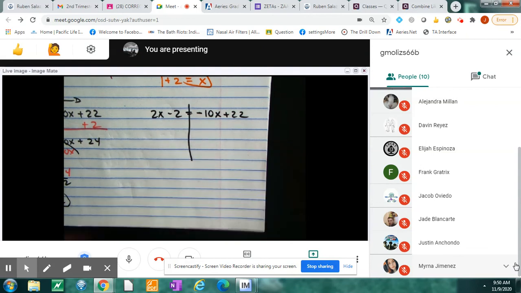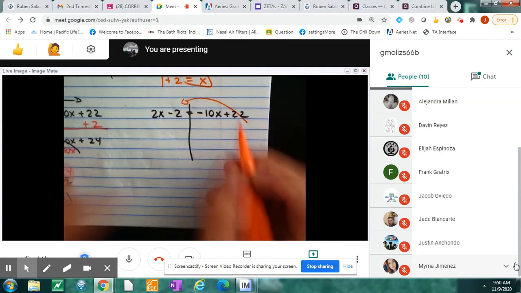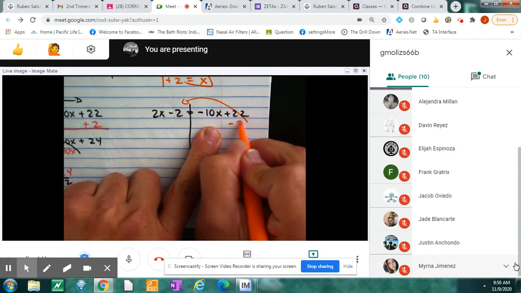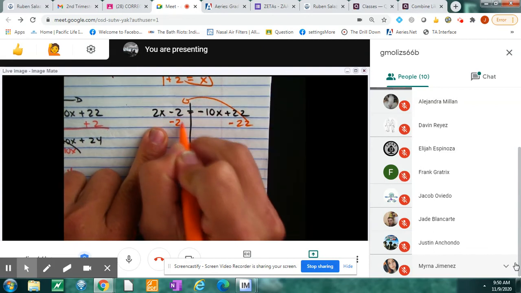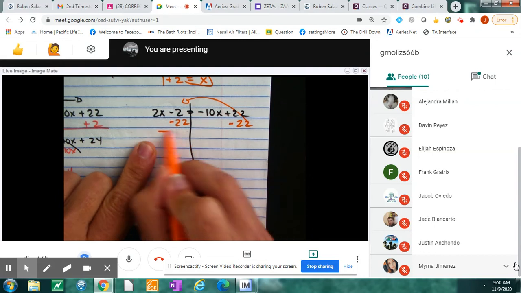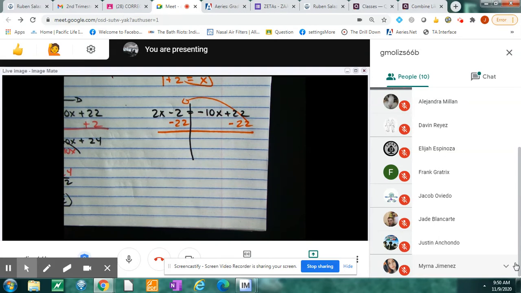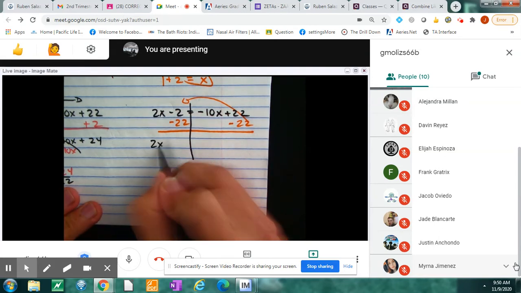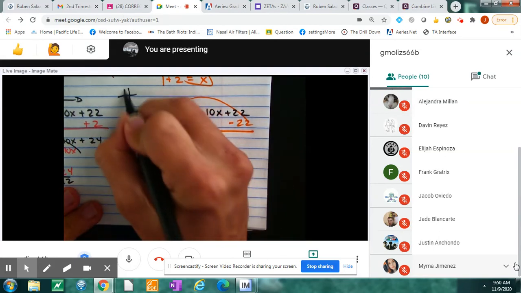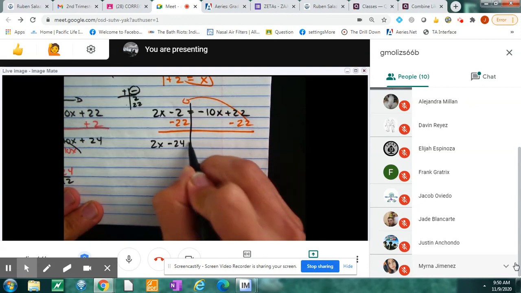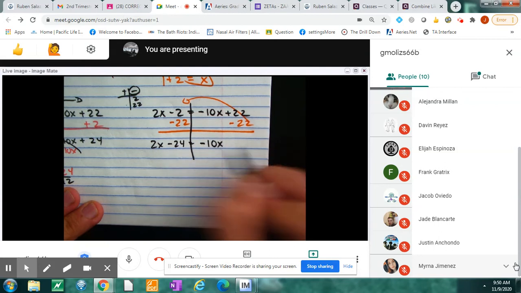How do I get rid of it? Anyone can type it in? Type it in. Anybody? Type it in. How do I get rid of it? Do I put plus 22? No. How do I get rid of it? Minus 22, both sides. Right? See that? So then we get 2x minus 2 and a minus 22. Let's do a t-chart. That's minus 24 equals negative 10x. See that?